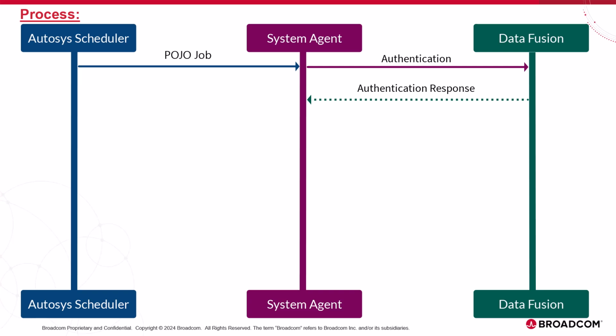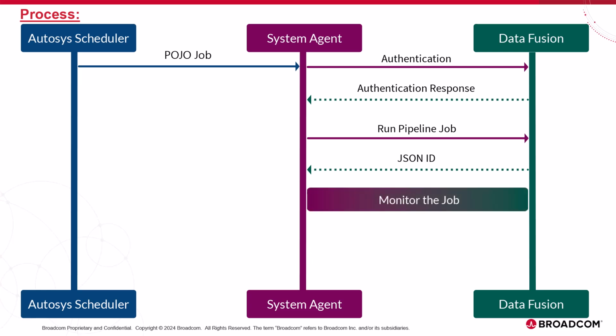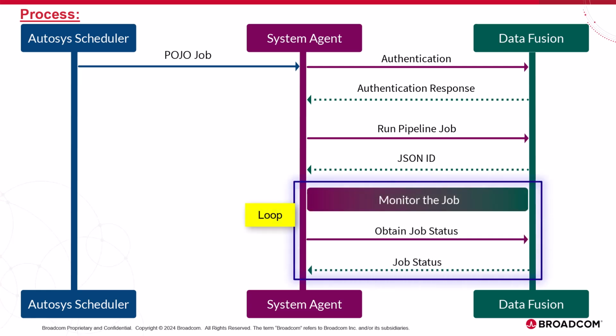Once authenticated, the agent submits the job to the Datafusion server as a post request. The Datafusion server identifies the matching job and executes it. The job execution returns a JSON response which contains the execution details. Both the Datafusion server and system agent then monitor the job until it reaches its final state. Once the final state is obtained from Datafusion, the job status in AutoSys is updated accordingly as either canceled, succeeded, or failed.